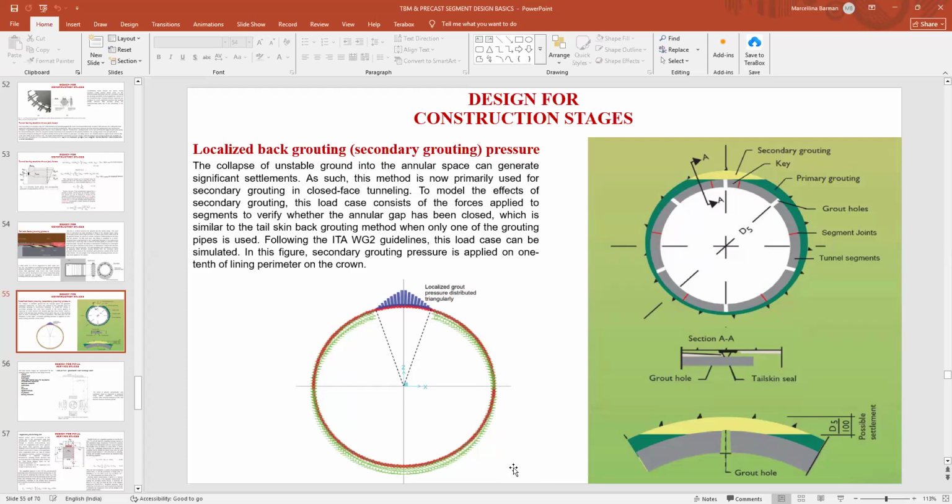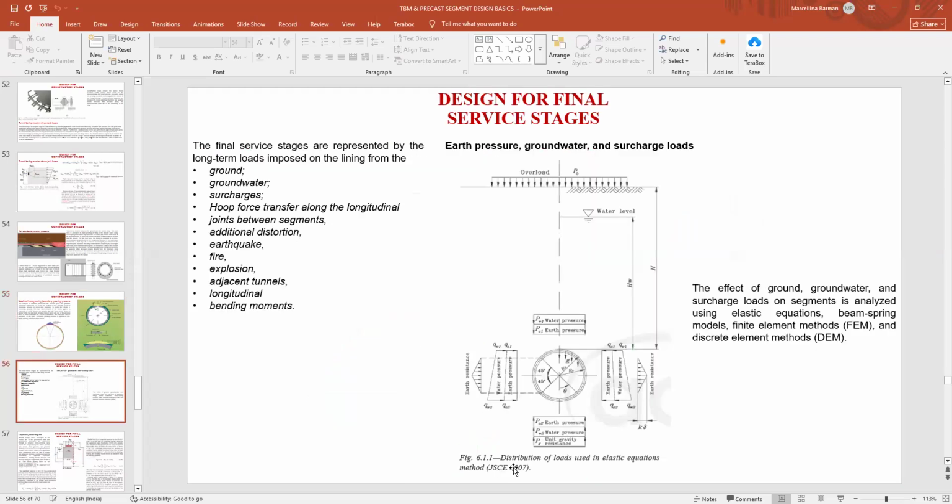Sir, one more question. Can you elaborate on the additional distortion load combination? Yes, I will specify that to you. Now this is the final or service stage, because our segment production is over and our segments have been installed. Once all the segments and all the rings have been completely built, all the final loads will come. Now the ground load will come.